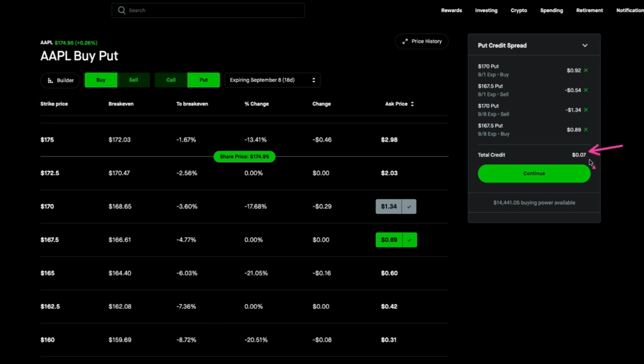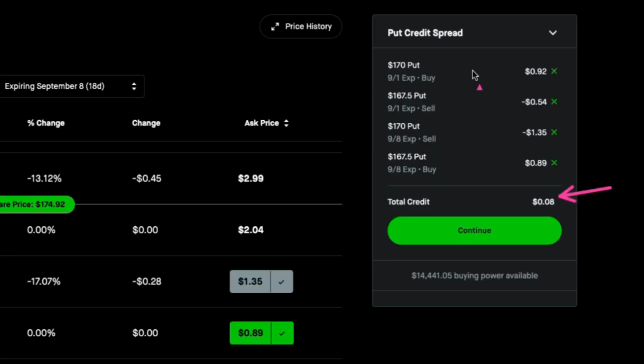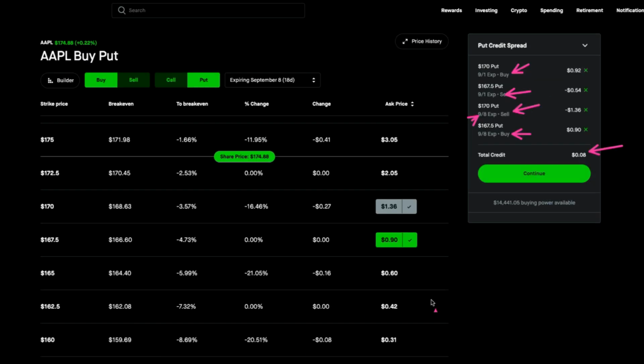So all you did in this is you are basically closing the previous put credit spread. You bought it back, and then you sold it again but with a different expiry, okay? So you are basically moving your expiry date a week ahead and then rolling it out for a credit. So this gives one more week to you for Apple to kind of recover and go out of the money. So this is how you roll out the option.